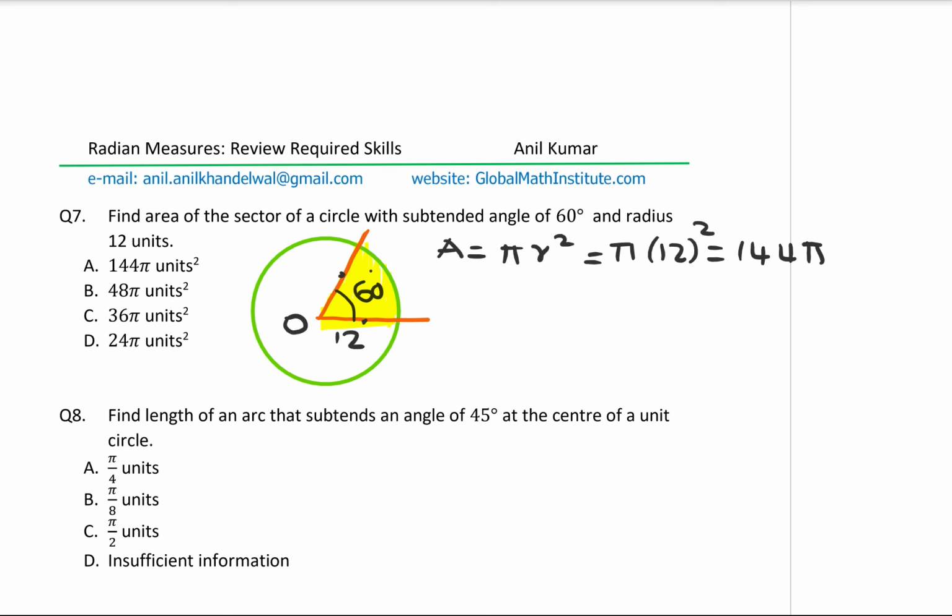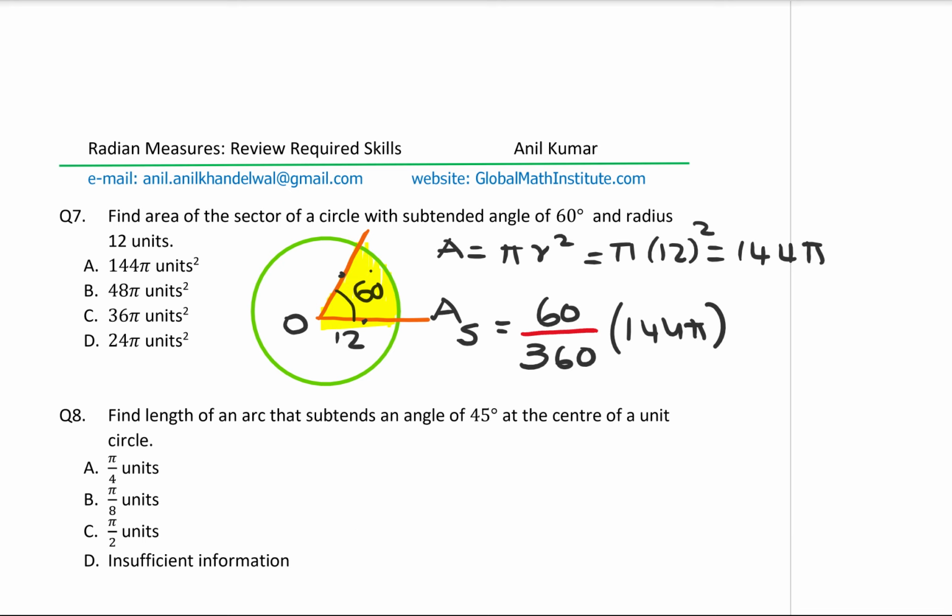Since we are interested in a sector which is corresponding to 60 degrees, we can say area of the sector is 60 divided by 360, right? Because total angle is 360, of 144 pi. That comes straight from the symmetry of the circle, right? So I hope this step is absolutely clear.